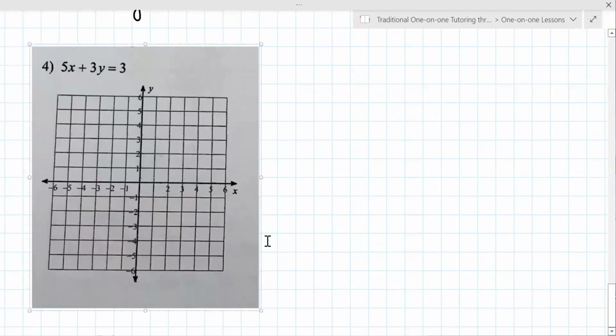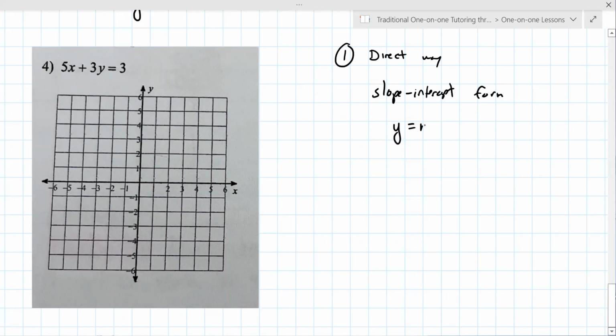All right, so there's a couple of different ways you can graph an equation of a line, and probably the most direct way that always works is to put it in what's called slope-intercept form, and that is y equals mx plus b. So we're essentially going to take this equation and solve for y. That is slope-intercept form down here. Okay, so I'm going to rewrite the equation and we're going to solve for y.